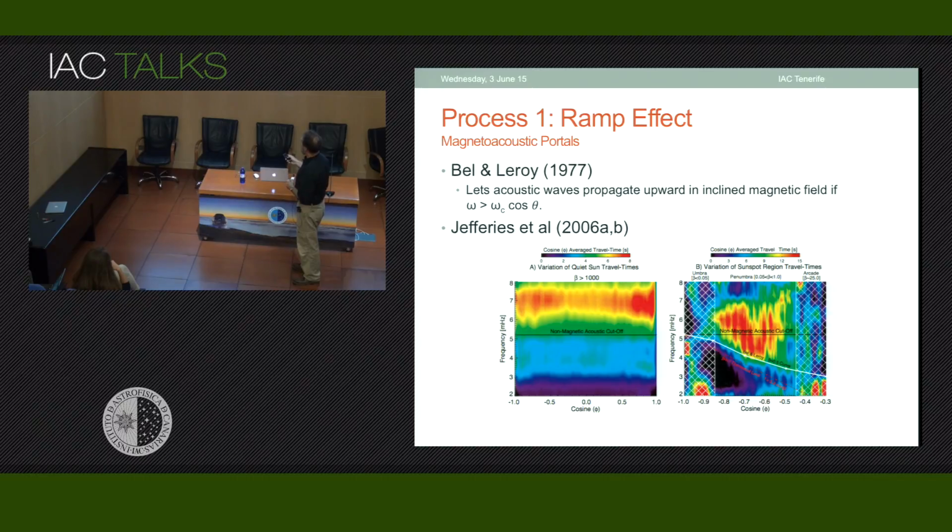So this was all rediscovered observationally in a way by Stuart Jeffreys et al. in 2006, who did some observational work and basically found that the theory of Bell and Roy was completely correct, in the sense that, as Jeffreys et al. stated it, there are magnetoacoustic portals, doors, or windows I prefer to think of them as, in the sun. And this is sunspots, but it's also smaller scale network between supergranules, etc. So that's the first way that we open up the atmosphere of the sun to what's happening in the interior. Inclined magnetic field.